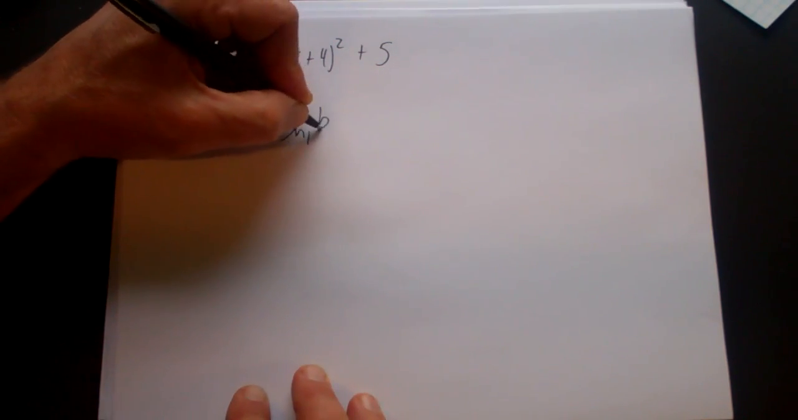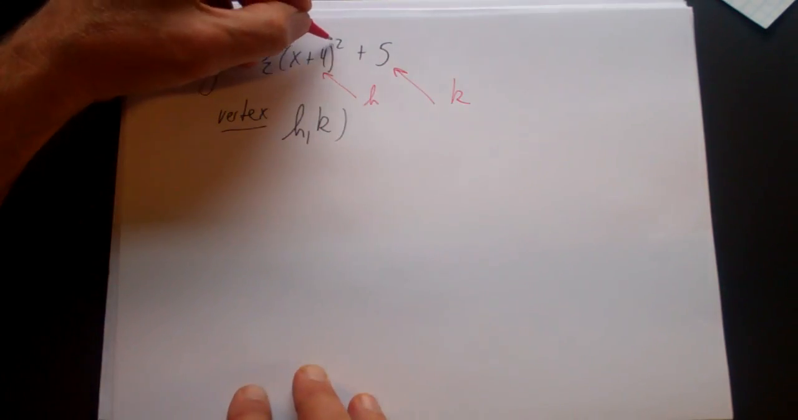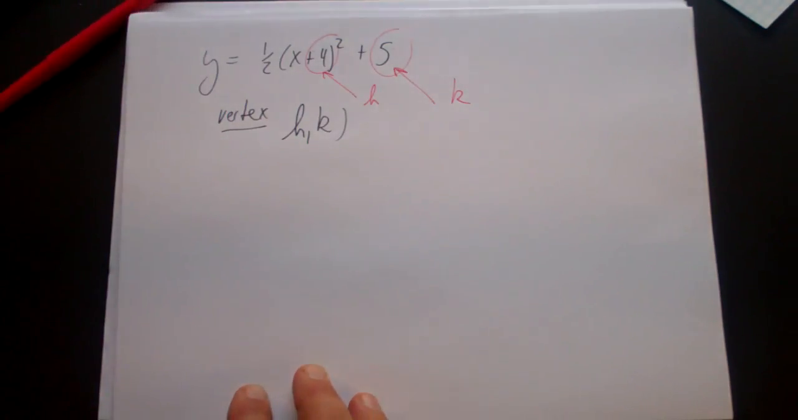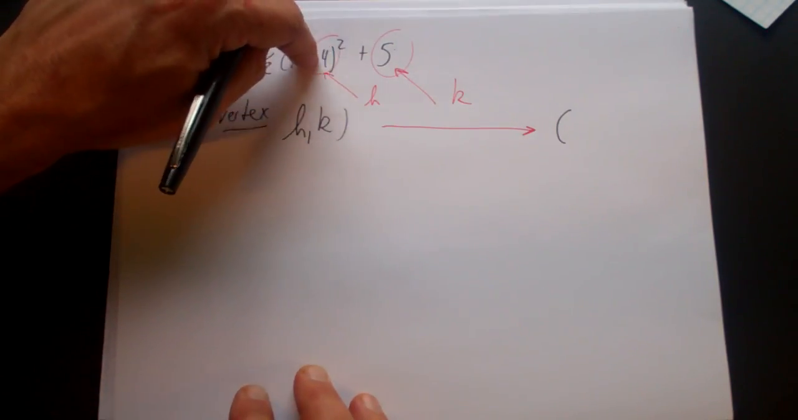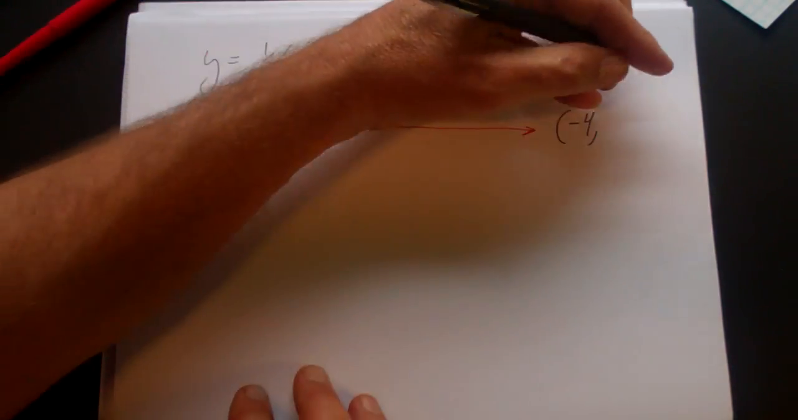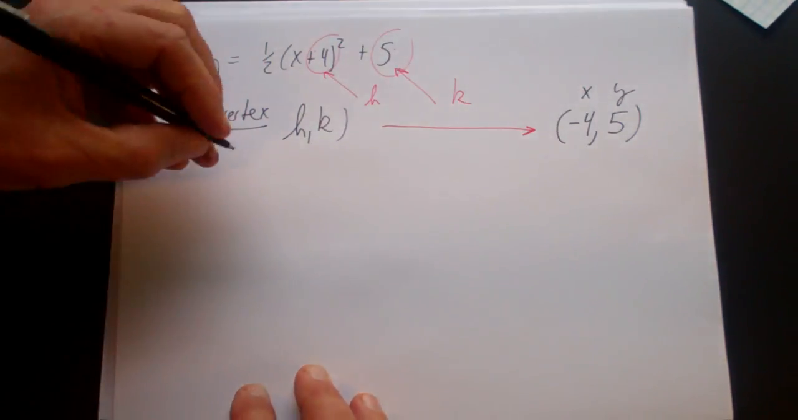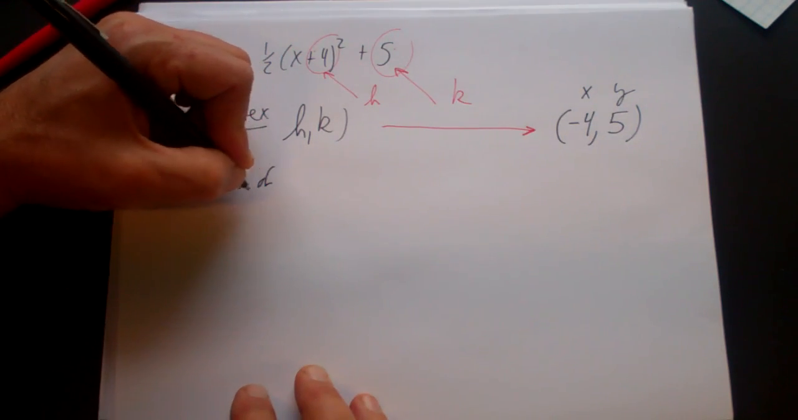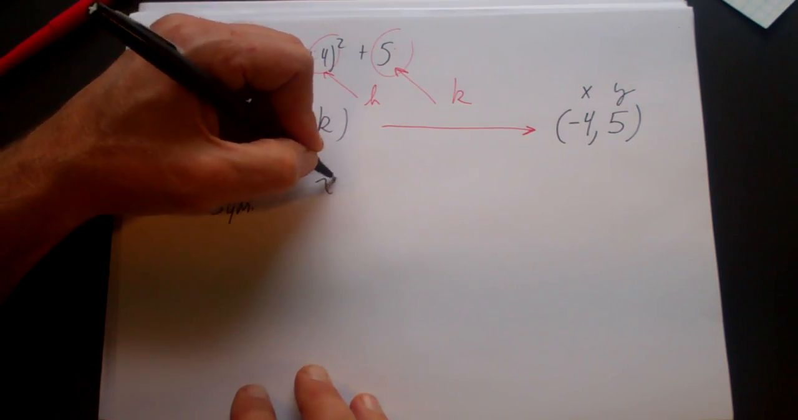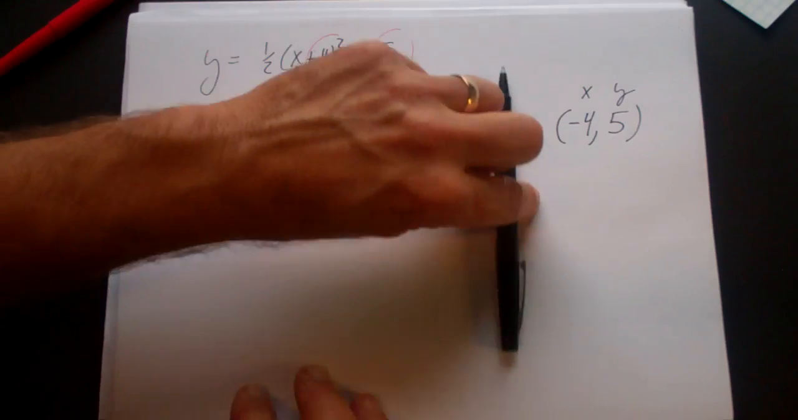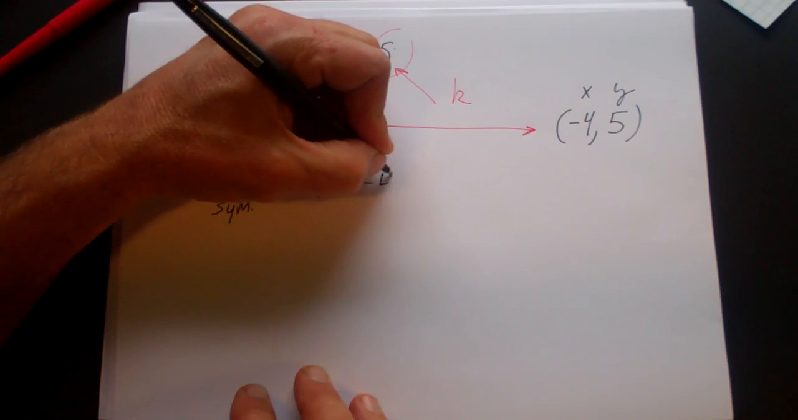The vertex will always be (h, k), and this is the h, and this is the k. The h changes signs and the k does not. So the h is +4, so it becomes -4, and the k is 5, so it becomes +5. So that's the x and y value of the vertex. The axis of symmetry is simply a vertical line that goes through the vertex. It's always going to be x is equal to something because it's a vertical line. Vertical lines are always x equals something, and it's going to be x equals whatever h is. So it's x is equal to -4.